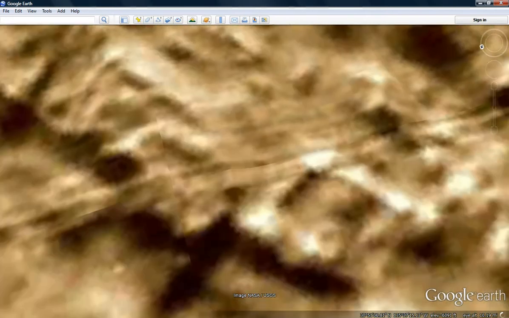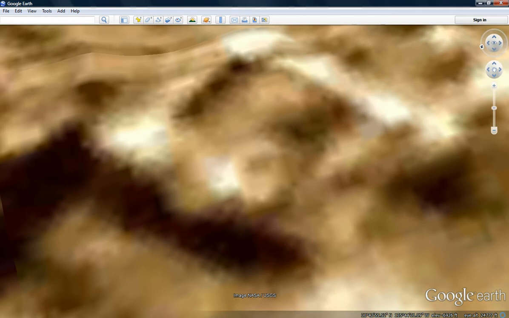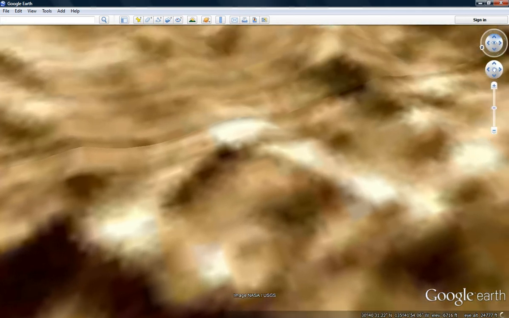Why don't we take a closer look at these before we go. Looks like some kind of building foundation.